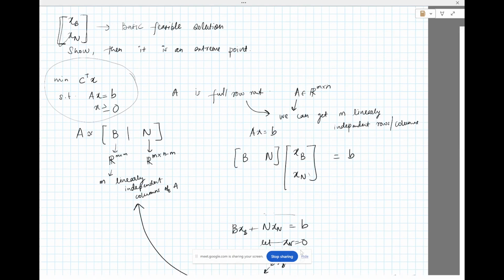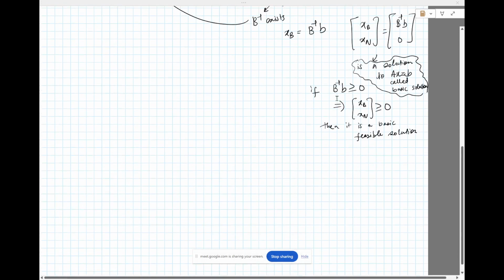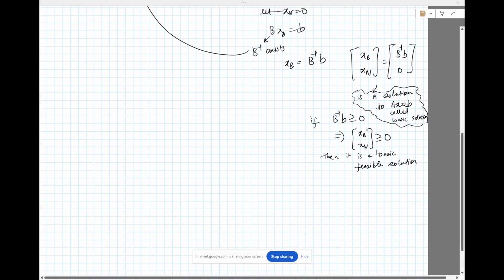So this is how you define a basic feasible solution. What we are saying is, if it is a basic feasible solution, then it is an extreme point. That means if it is of this form and B inverse b is greater than or equal to 0, then it is an extreme point. We need to prove that.